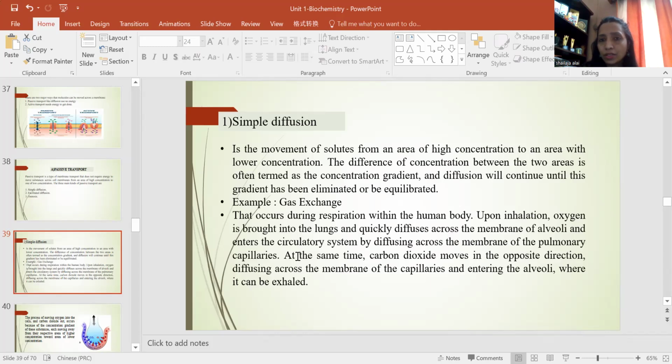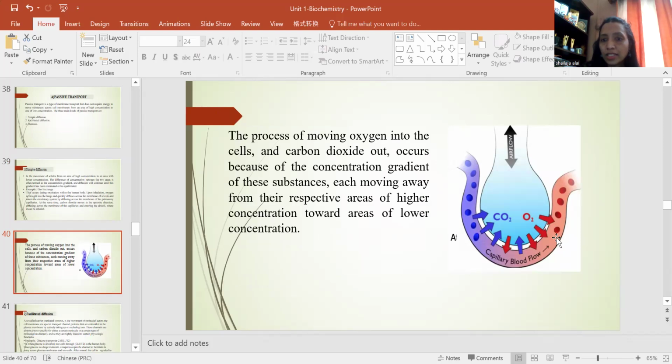Upon inhalation, oxygen is brought towards the lung, and it quickly diffuses through the cell membrane of the alveoli and enters your circulatory system. That is the best example of simple diffusion. As you can see in the picture, there is an exchange of gases which happens due to simple diffusion.